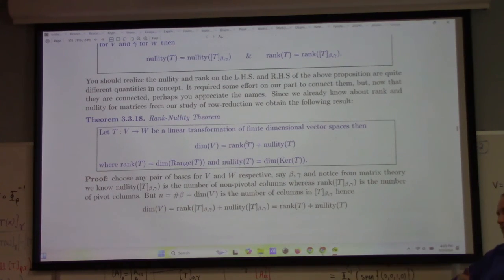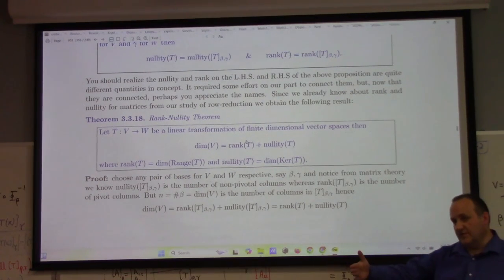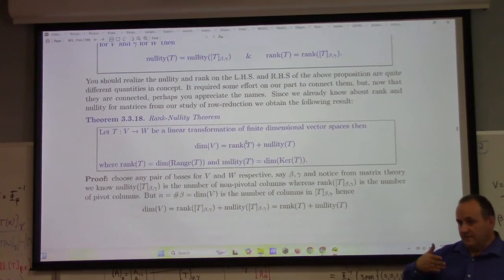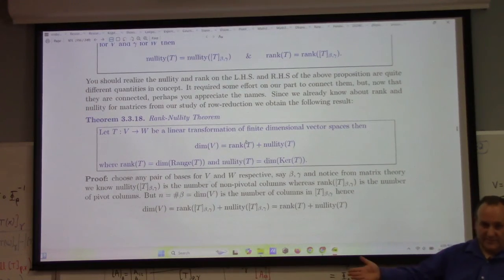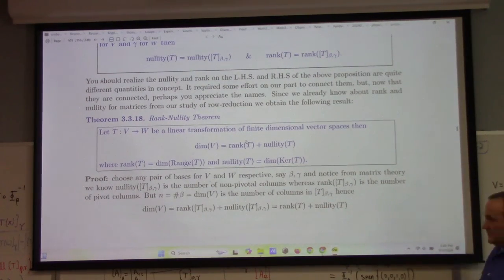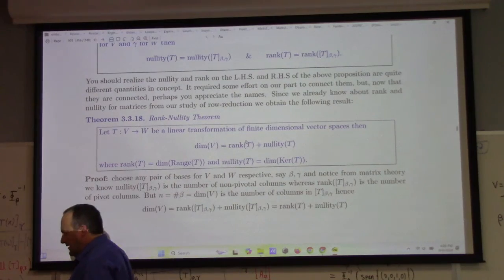But we already know for matrices that the dimension of the column space plus the dimension of the null space must be the number of columns in the matrix. Because the column space is spanned by the pivot columns and the null space is spanned by the non-pivot columns, and each column is either a pivot or a non-pivot, so the number of those must be the null space dimension plus the column space dimension. So because of this transference of the coordinates, we also have the same for the rank and the nullity of a linear transformation.